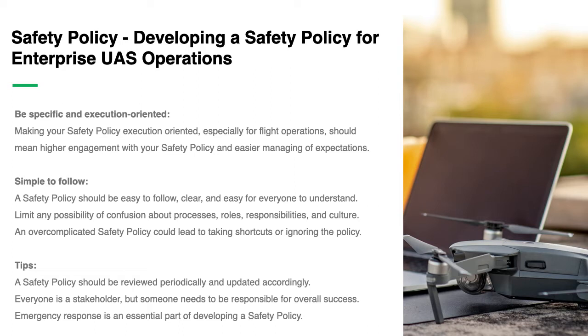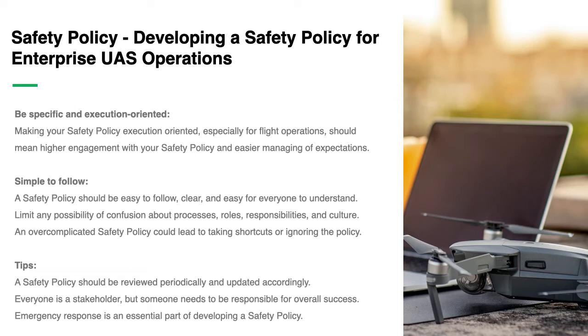The three things that are most important to keep in mind about developing a safety policy are: be specific and execution oriented. This is the part of designing a policy where it's not enough just to state the goals that you're trying to achieve, but it's important to be execution oriented and describe exactly how you will accomplish these goals and what sort of processes and activities will help you reach that point of safe and compliant operations.